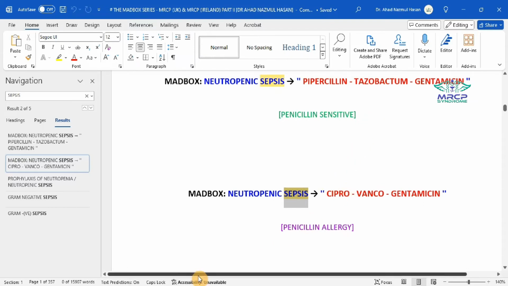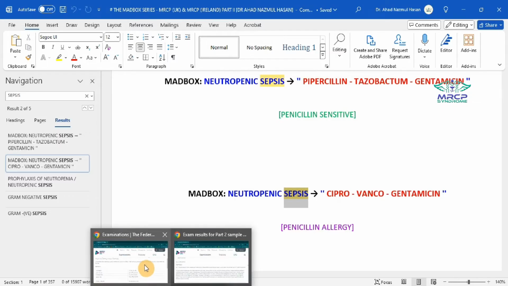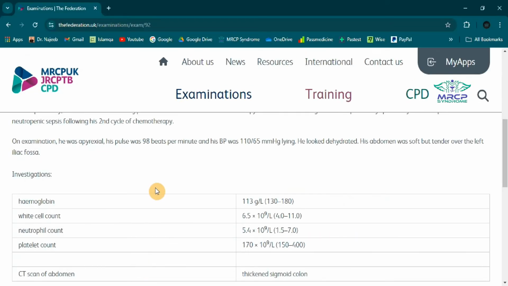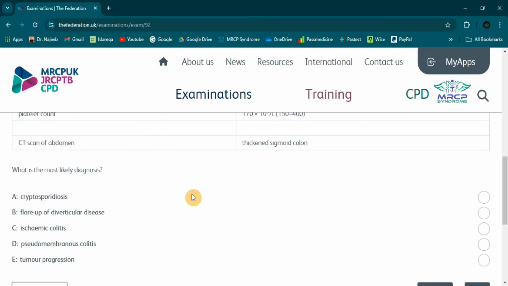All of them are broad spectrum antibiotics, and broad spectrum antibiotics usually disrupt the normal bacterial flora of the intestine, leading to overgrowth of Clostridium difficile. This type of bacteria causes inflammation of the colon and releases toxin, and the patient will ultimately come up with the features of pseudomembranous colitis.